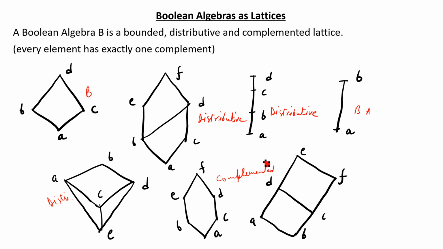Then here E and B are complements of each other. Then A and F are complements of each other. But C and D do not have any complement. So that's why this is a distributive lattice, not a Boolean algebra.